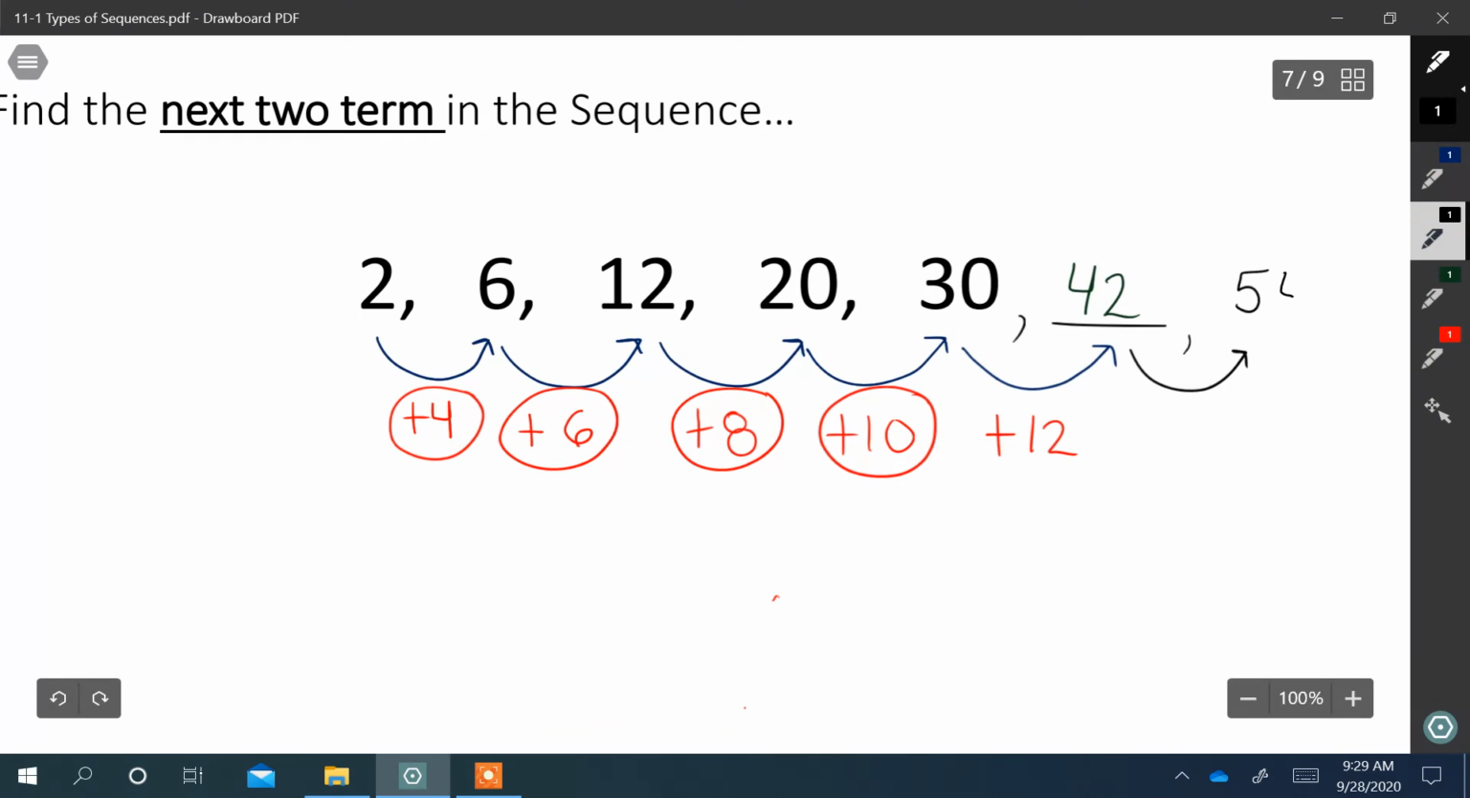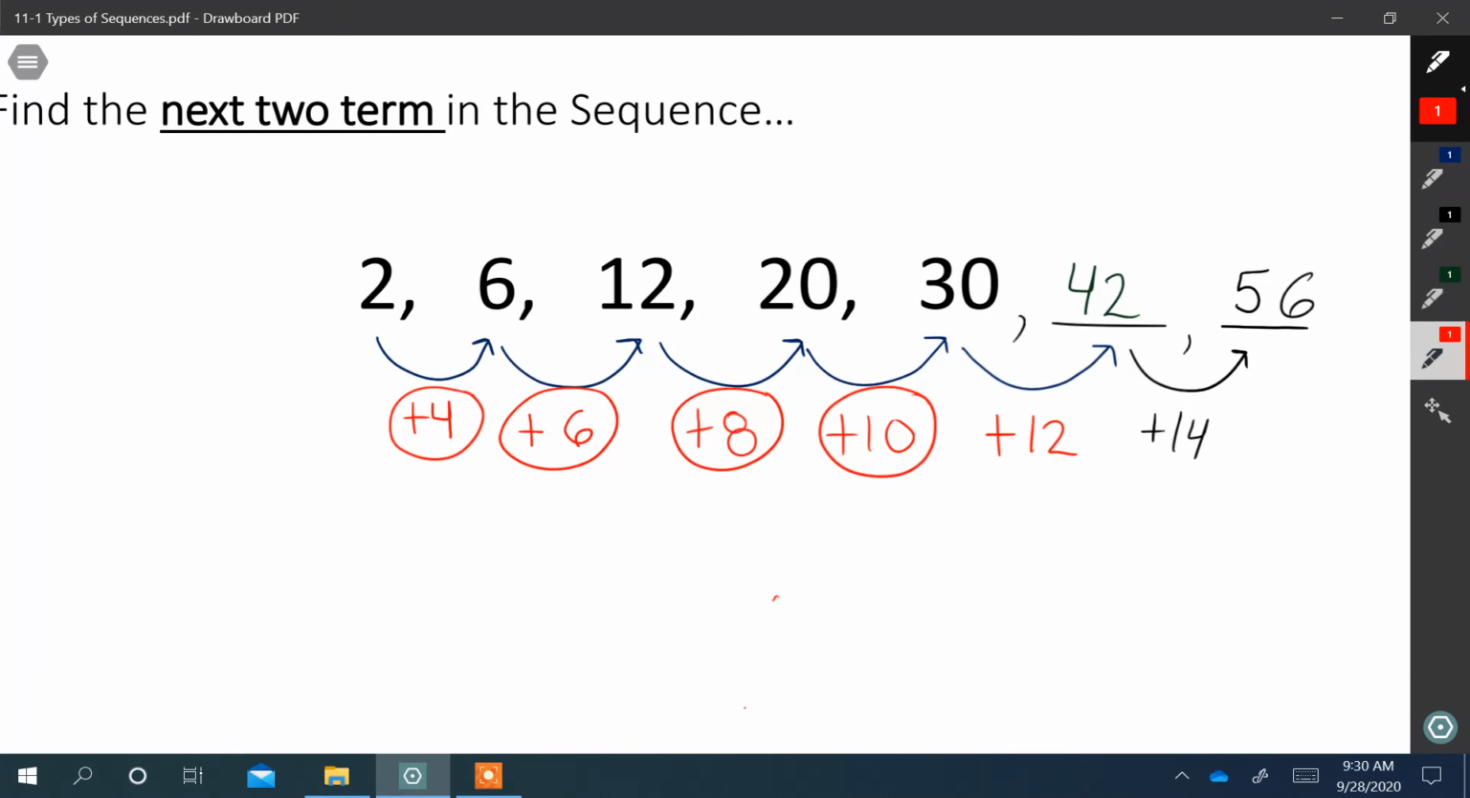That will be 54. Because we're adding, actually, I did it wrong. It's not 54. We're adding 14 now. I added 12 for some reason. We got 42 plus 14. It's 56 actually. So that will be the next two terms.